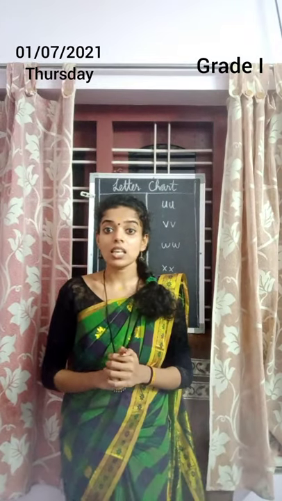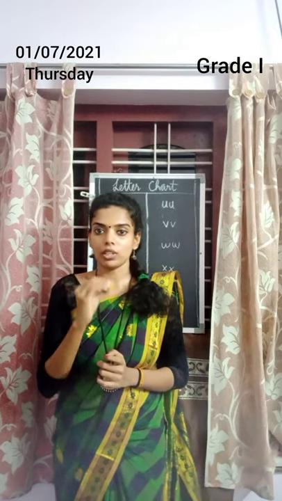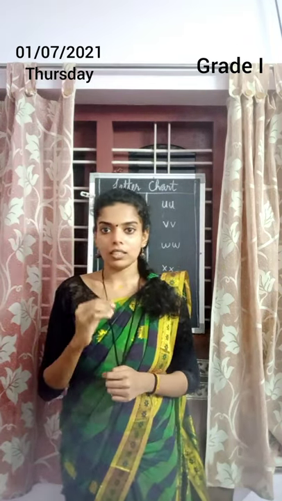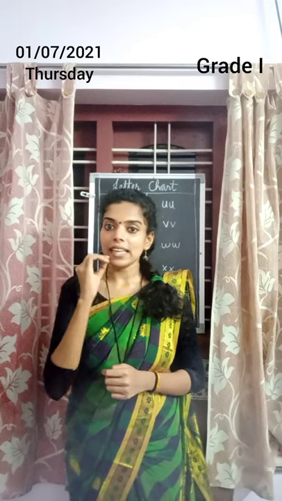The next one is D. What's the sound of D? It's the d sound. So the examples are dog, dolphin, dress, desk.